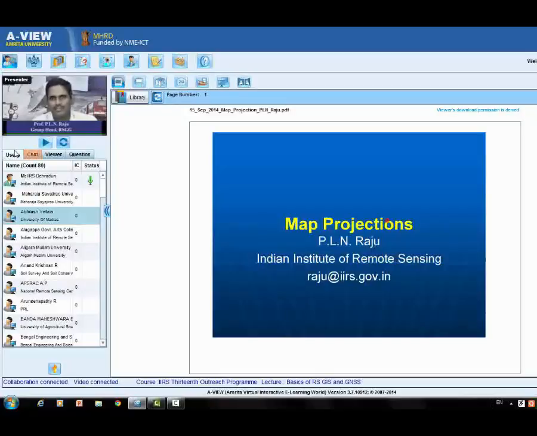Suppose you talk about Survey of India old maps, they were created in Everest datum and polyconic projection. And the latest maps use WGS 84 as the datum, and UTM projection. So we will talk about all these issues in this lecture.